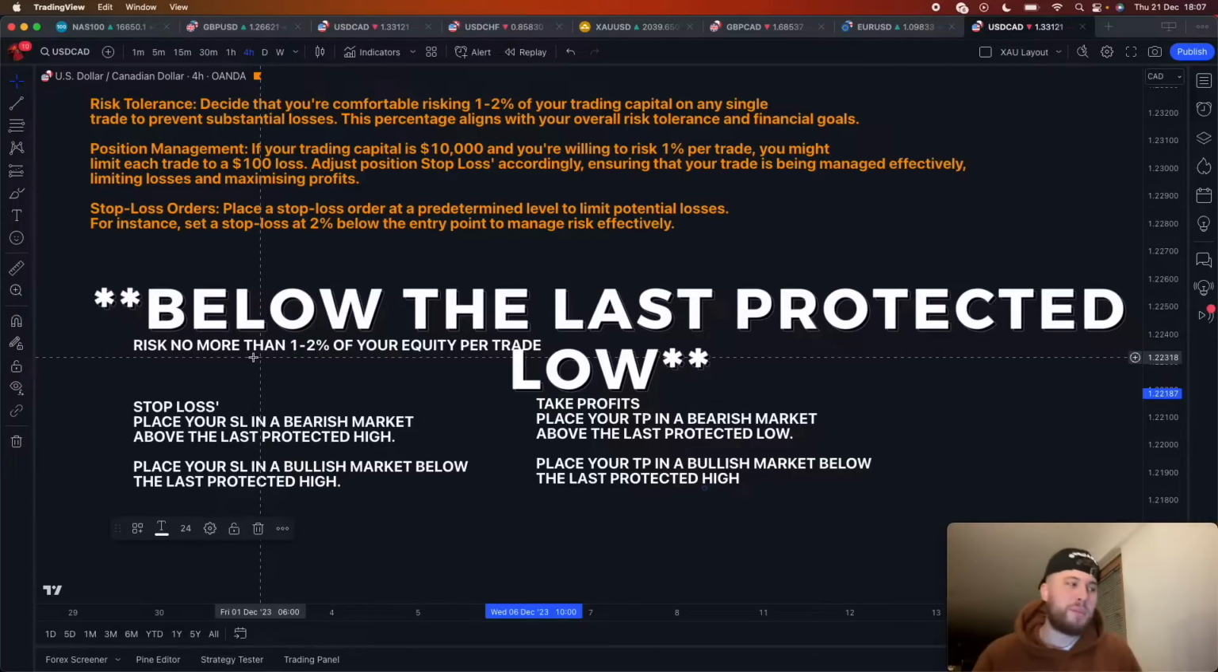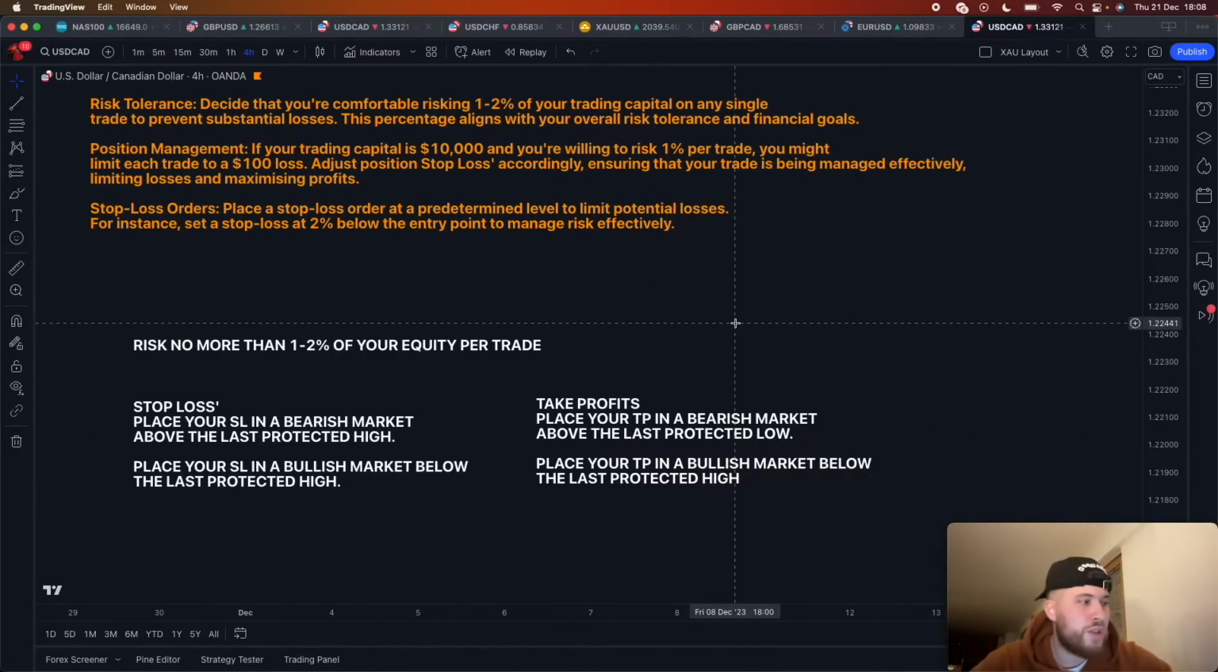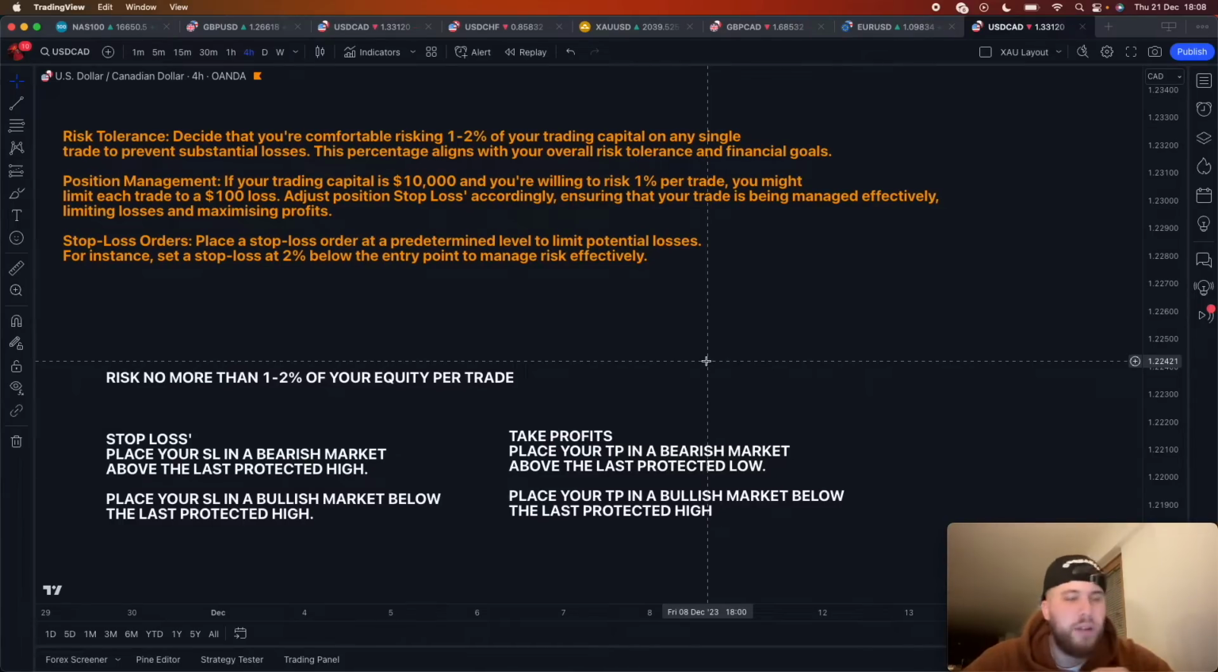When it comes to our take profits, place your take profit in a bearish market above the last protected low. And in a bullish market, place your take profit below the last protected high, as this is almost going to guarantee that our take profit can be achieved. So those are just 5 pointers to take away from what we've discussed already, and I've gone over the reasoning as to why it's so important.